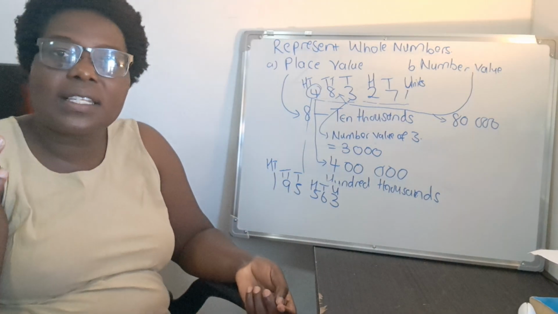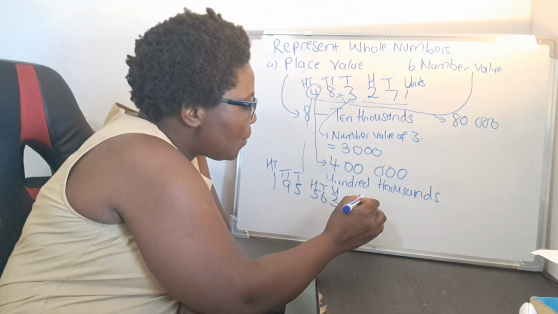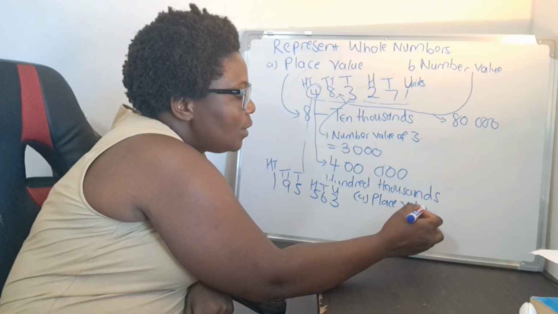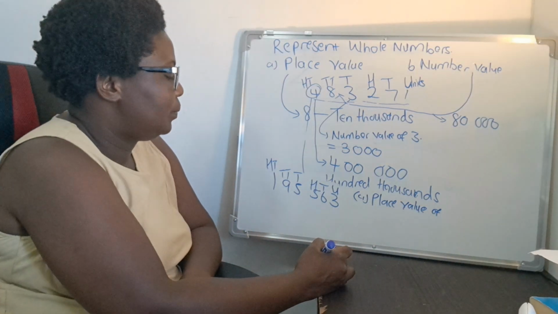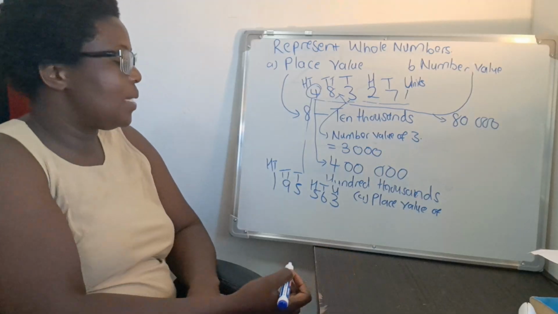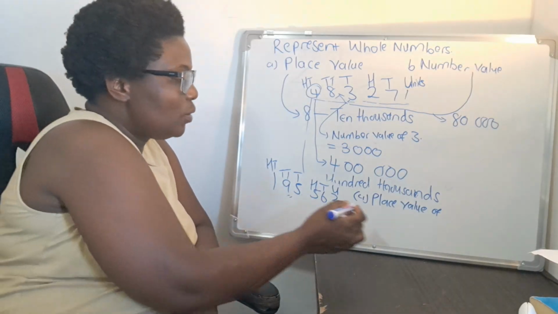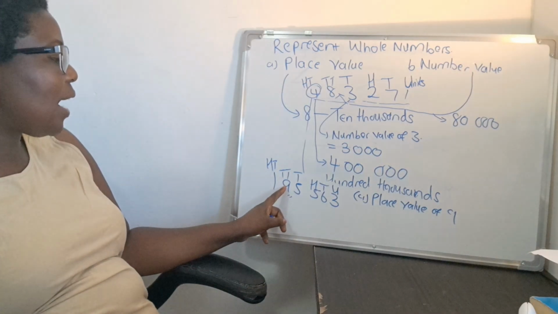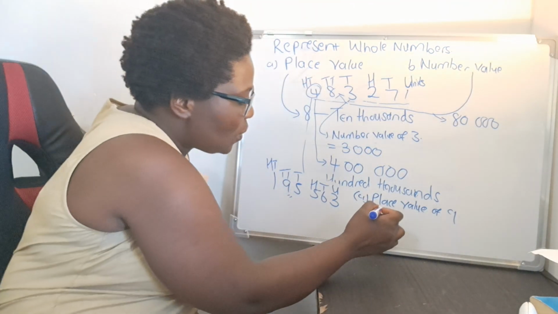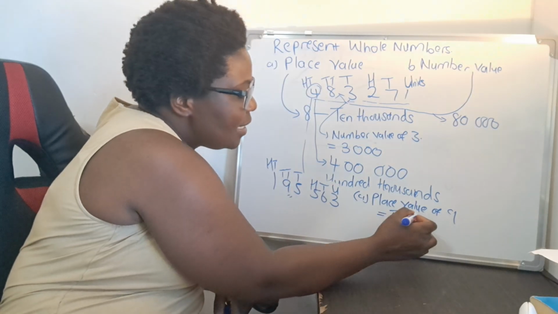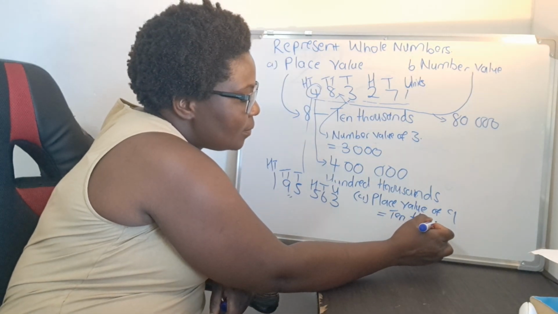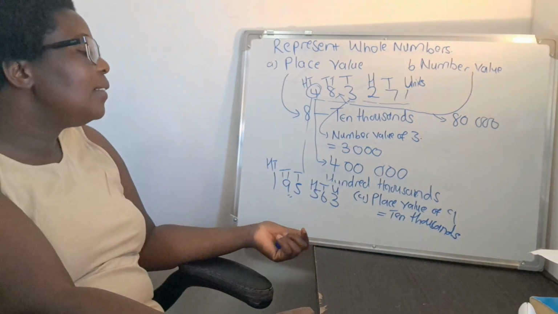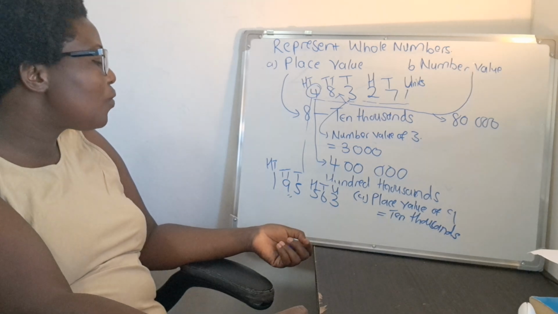Okay, so let's assume that the question is asking us to give a place value. We have two numbers here, so I'm going to use the place value of 9, right? And we said 9 is standing on our 10,000. So the place value of 9 is 10,000.